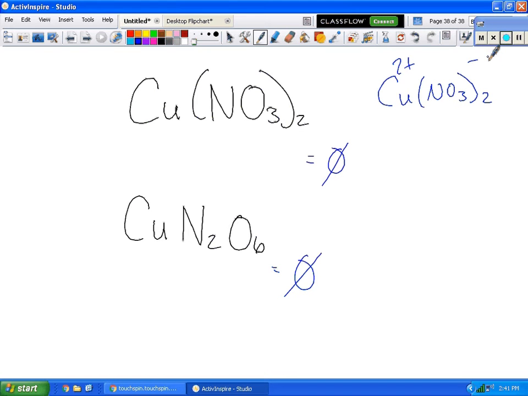So not only reverse, but also check. Do you get a check on that? Yes. So what's copper's oxidation number? 2 plus. Everybody with me on that? I don't want to go any farther unless you're with me with that. Yes, ma'am.